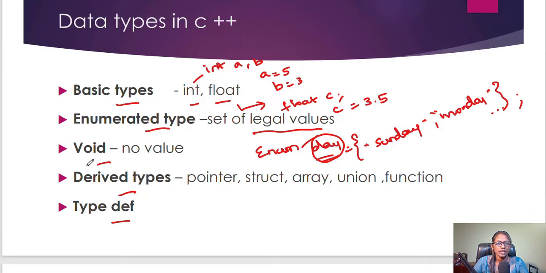The next one is void. Void means there is no return type. Void means there is no value. For example, void main means it won't return any value to the main function. That is called the void data type.